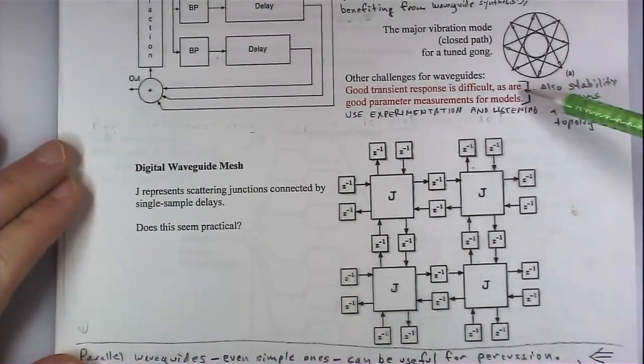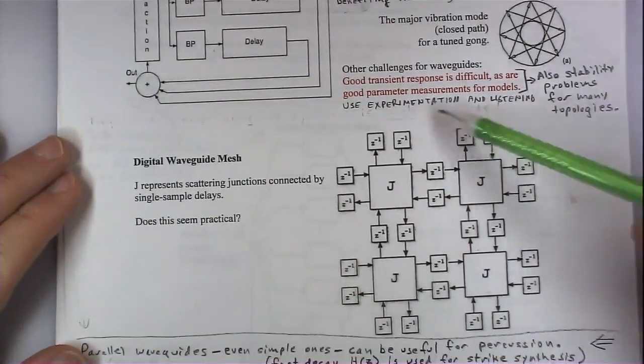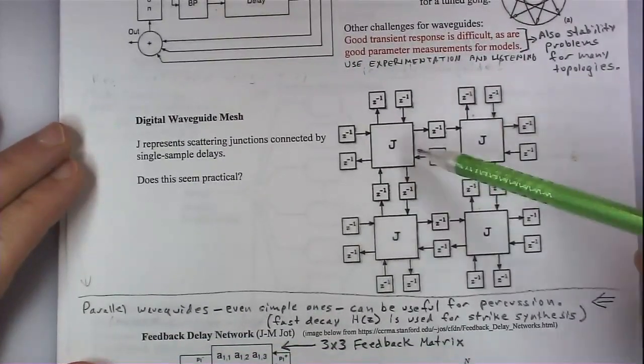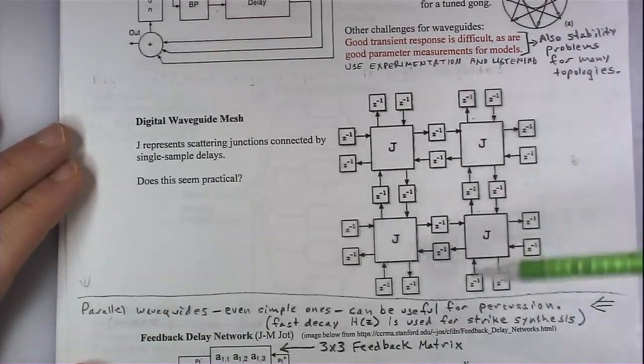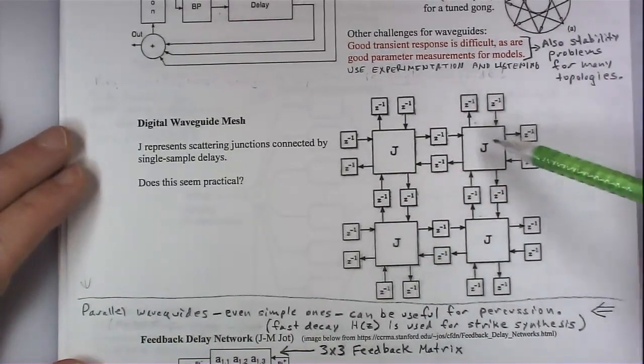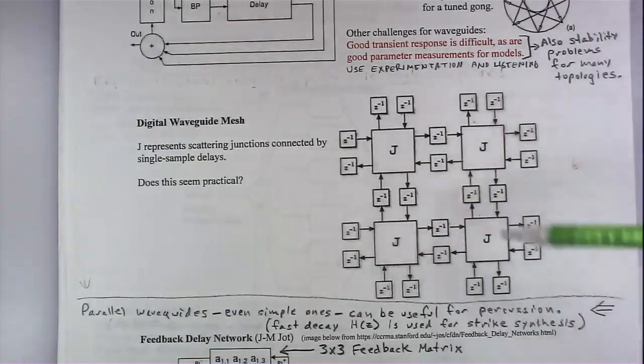Other good transient responses are difficult. Parameter measurements are difficult. Then there are other things like waveguide meshes, where you have a delay of one and it connects to some others; you can do this in two dimensions or three dimensions, or go to six dimensions if you want. It just all seems a bit silly. And at this point, there's a lot of information about finite element simulations. There's a lot of other things you could be doing. I'm not sure that trying to cover the world with this exact approach to every kind of modeling makes that much sense.